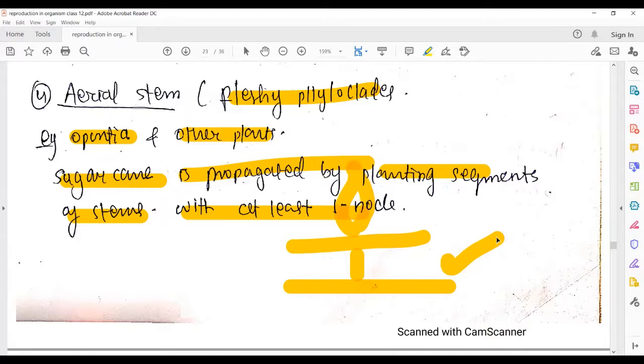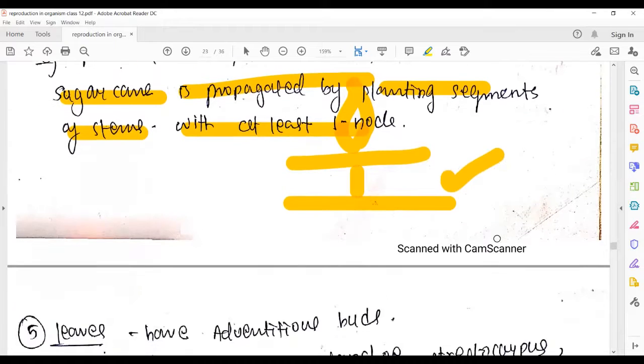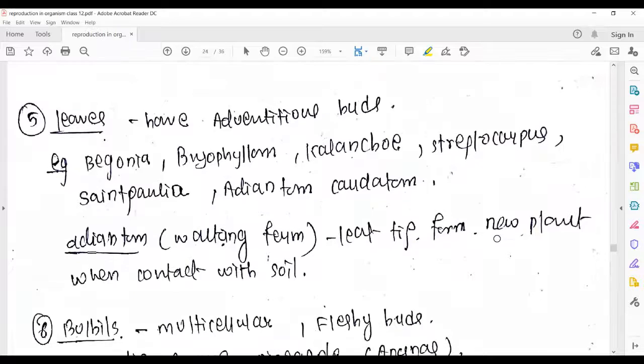So you have to place this sugarcane horizontally in the ground. Now, leaves. Leaves have adventitious buds. Very commonly, when the category has started with leaves, there is an example called Bryophyllum and Kalanchoe. These are very common examples that come in the examination.